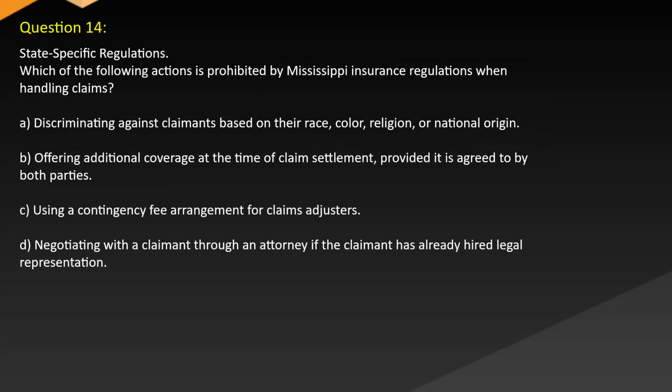Question 14. State-specific regulations. Which of the following actions is prohibited by Mississippi insurance regulations when handling claims? A. Discriminating against claimants based on their race, color, religion, or national origin. B. Offering additional coverage at the time of claim settlement, provided it is agreed to by both parties. C. Using a contingency fee arrangement for claims adjusters. D. Negotiating with the claimant through an attorney if the claimant has already hired legal representation.